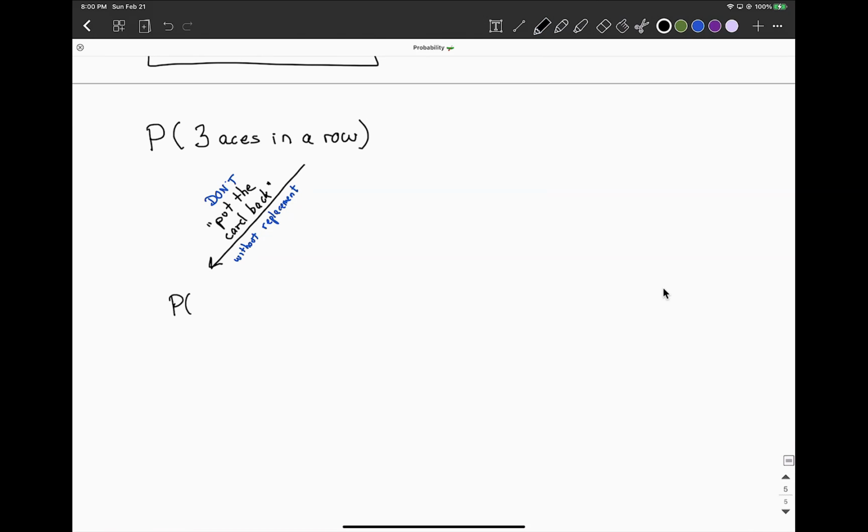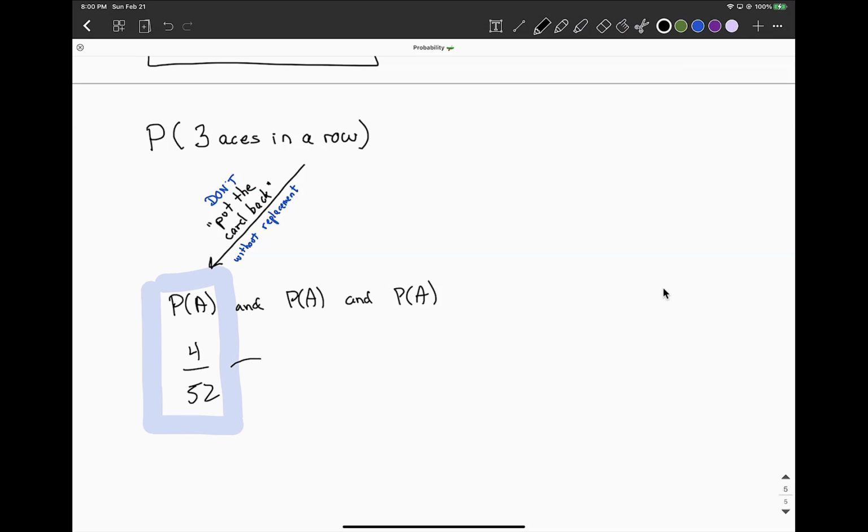We still need to pull out that first ace, and then we still need to pull out another ace, and then we still need to pull out that third ace, but we're still going to be multiplying. When we're starting, there's 4 out of 52. Now, this is just still the first card. It's still the first ace.